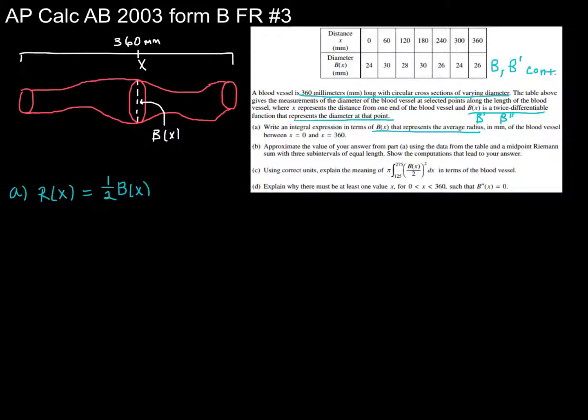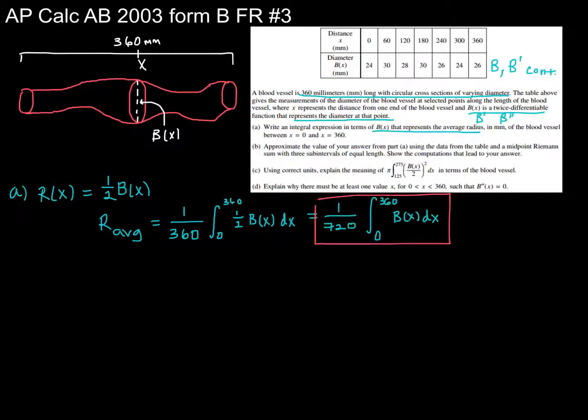So that means that my average value of the radius will look something like this, where you'll note, of course, that I am just simply applying the definition for the average value of a function, and the function that I want the average value of is the function that gives me the radius at any point x, which is 1/2 b of x. I can simplify this a little further. I can factor out the 1/2. 1/2 times 1/360th is going to be 1/720, and so my final expression will look like this.